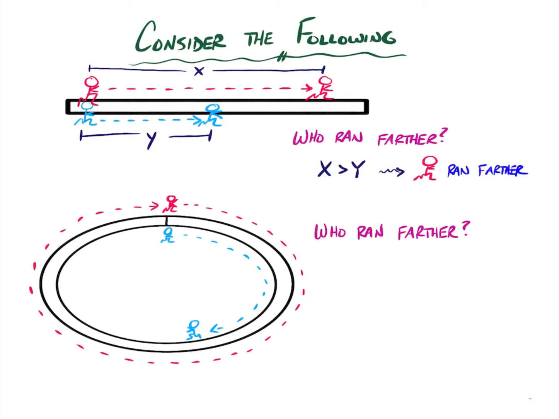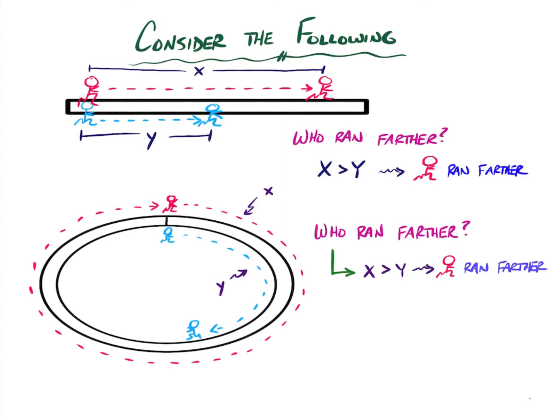get two different answers. We'll get some people who do the same thing we did before, and they say, well, the path that the red runner took, we'll call that X, and the path that the blue runner took, we'll call Y. And clearly X is larger than Y, therefore the red runner ran farther. And that would be correct.